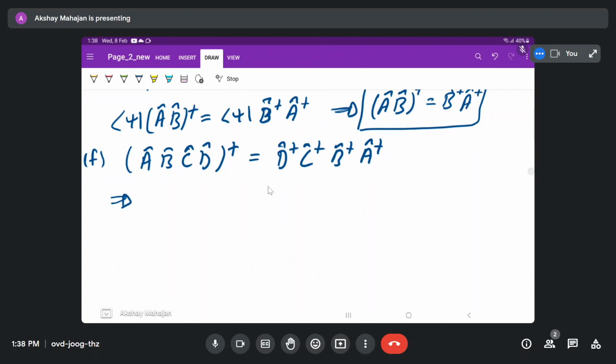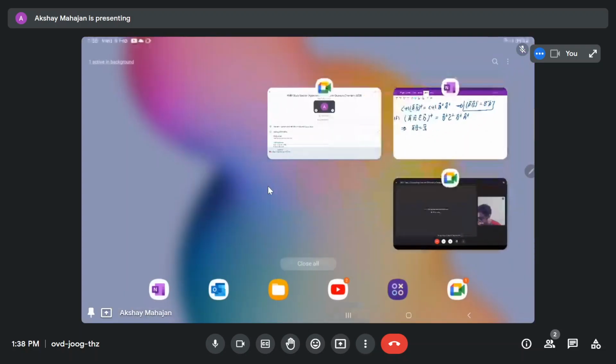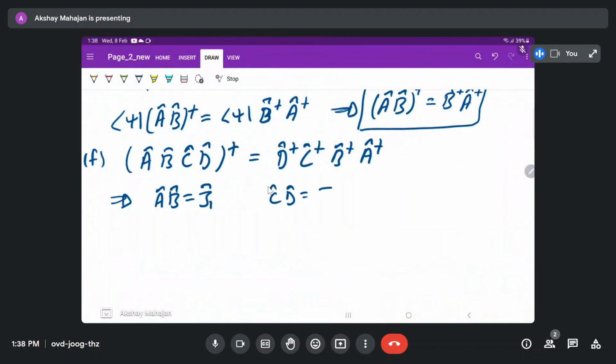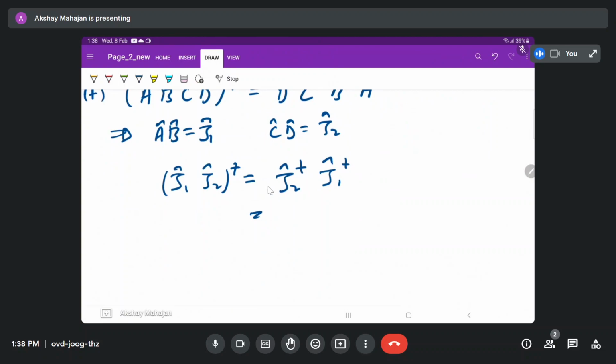So you can just remember that if you have a bunch of operators being multiplied and you take the adjoint of the whole multiplication, then it will open as the dagger of all the operators, just in the reverse order. Let's quickly prove it. I can write (A B)(C D) and call A B some operator J1 and C D some operator J2. So we have (J1 J2)†, and we have proved that this opens as J2† J1†. Now J2 is nothing but C D, so (C D)† will open as D† C†, and J1† is (A B)†, which opens as B† A†. Thus we have proved the relation we wanted to prove.